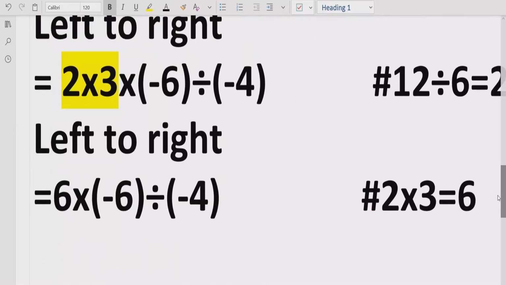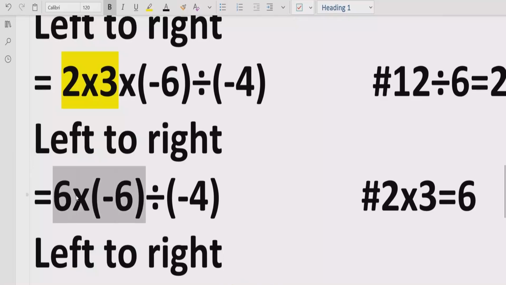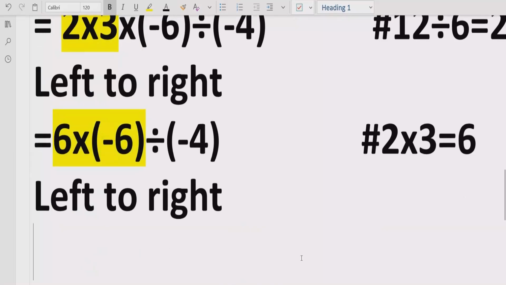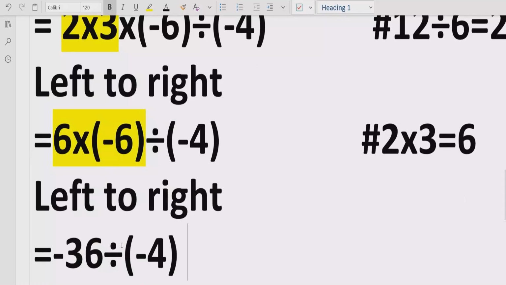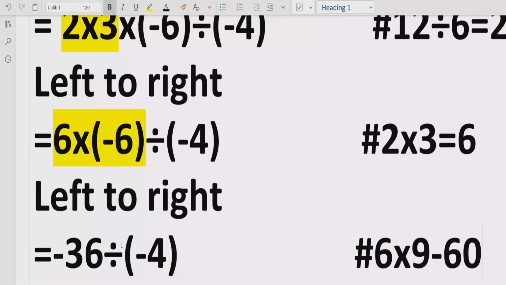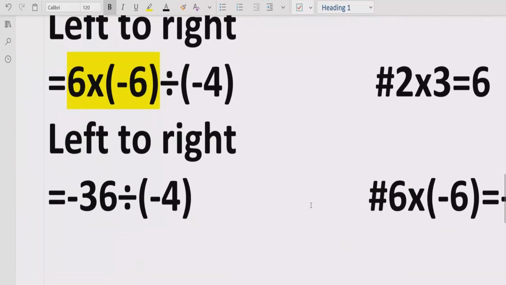Multiplication we have solved. Now move forward again left to right and find out which is coming first. So now we have 6 multiplied by minus 6. So 6 multiplied by minus 6 becomes minus 36. Divided by minus 4, we will write here as it is. And here we have to give the reference: 6 multiplied by minus 6 equals minus 36.